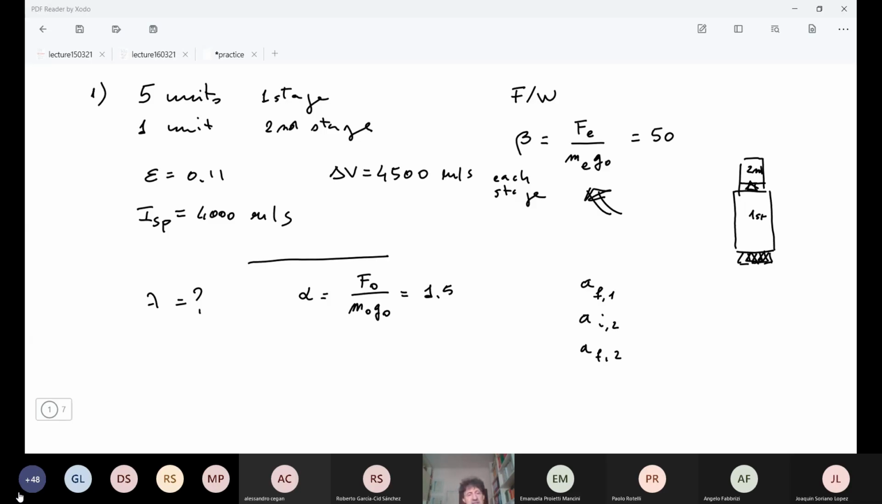Of course, these practice classes can also be useful to discuss possible topics that are not clear from the lectures. I would like to use these hours as much as possible to consolidate your preparation, your knowledge and your capabilities about rocket propulsion.